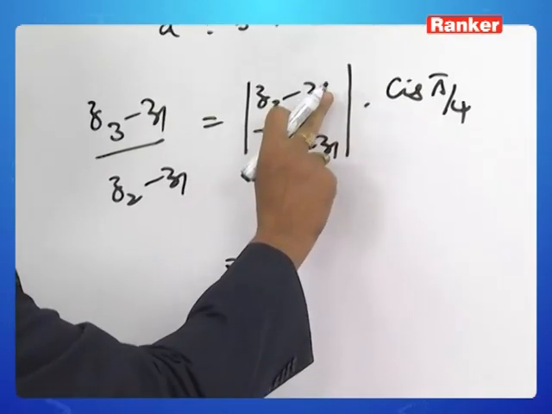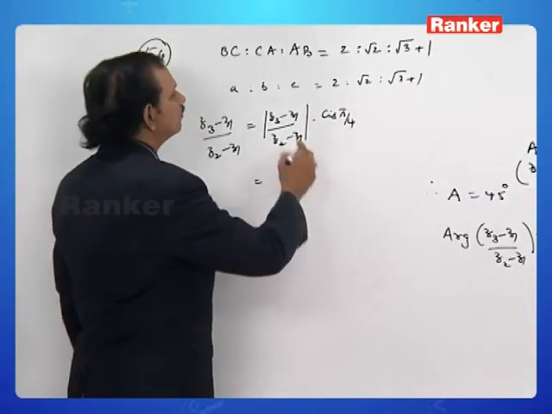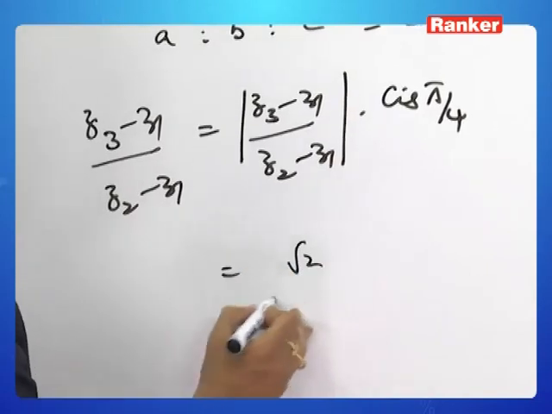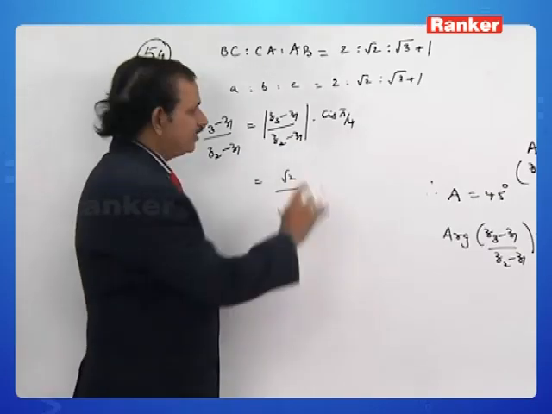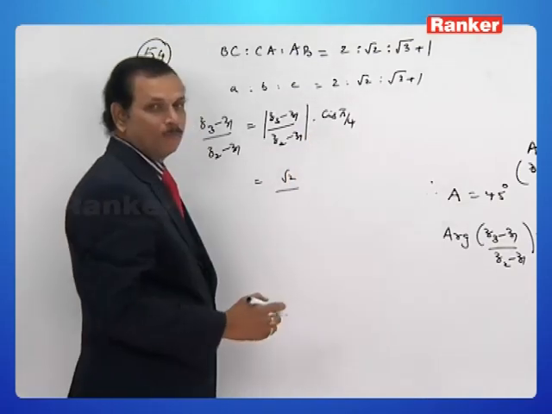What is mod Z3 minus Z1? It is nothing but mod CA. What is mod CA? It's nothing but b, that is root 2. What is mod Z2 minus Z1? Z2 minus Z1 is nothing but mod AB.